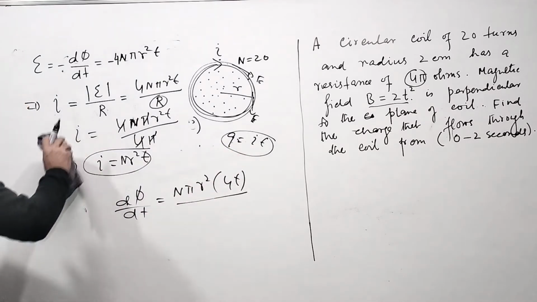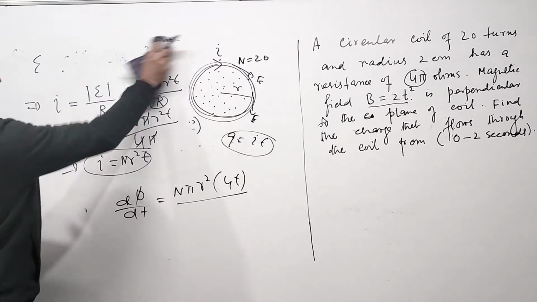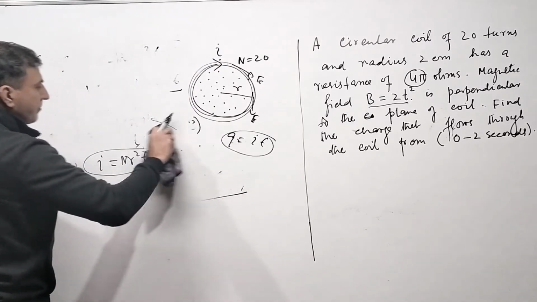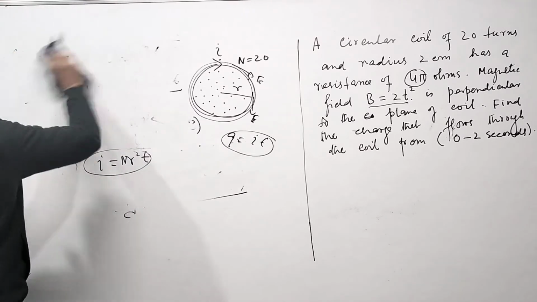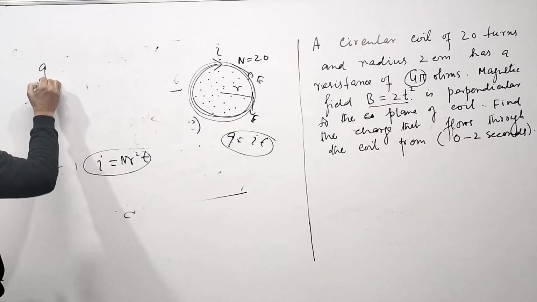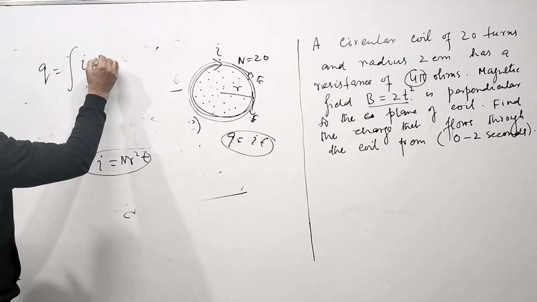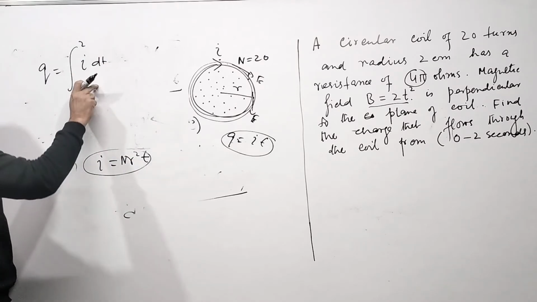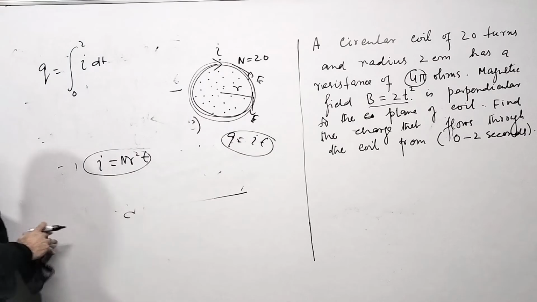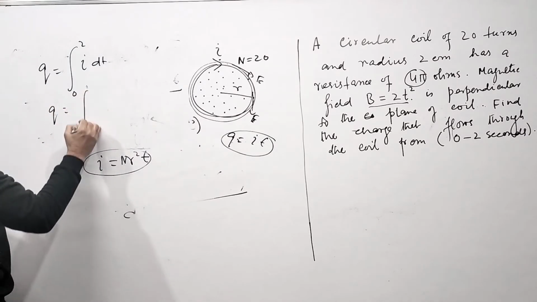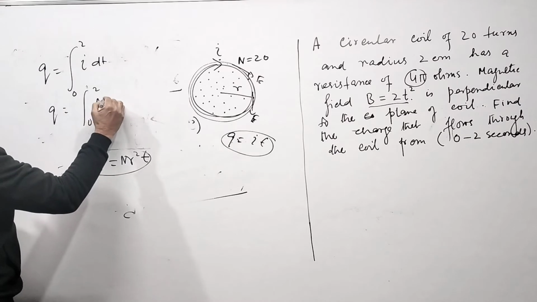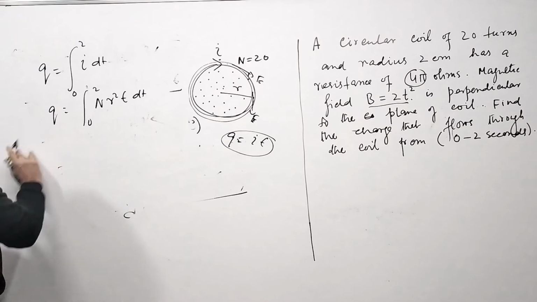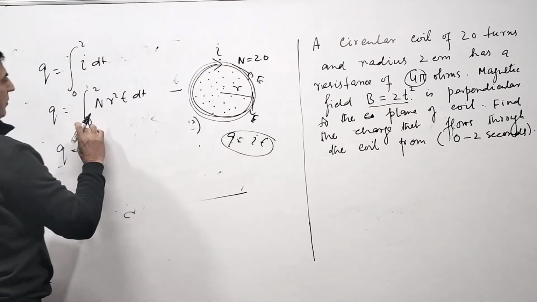So how much is the charge that flows through this coil in the given time 0 to 2 seconds? That is Q equal to integration of I dt from 0 to 2. That is the formula when current is changing in time. If current is constant, then you use the other formula. So Q equal to integral from 0 to 2, what is the current? N R square t dt. Now Q is the charge that flows through the circuit in 2 seconds.